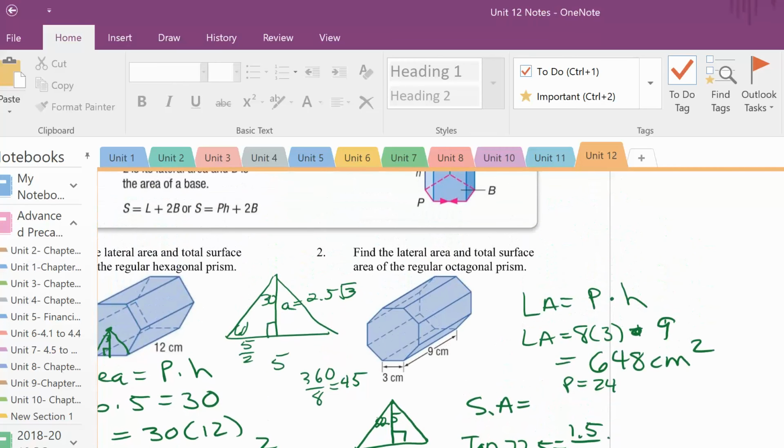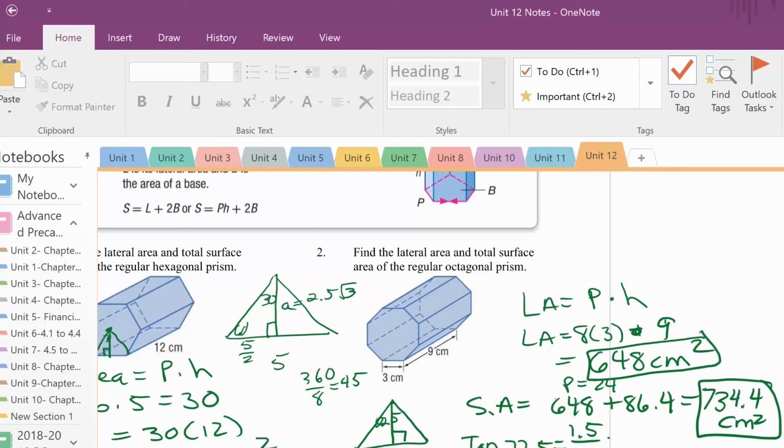To find the surface area, you take the lateral area, which is 648, plus the area of the two bases, which is 86.4, and you get 734.4 square centimeters for the surface area. So the lateral area is 648, and the surface area is 734.4.